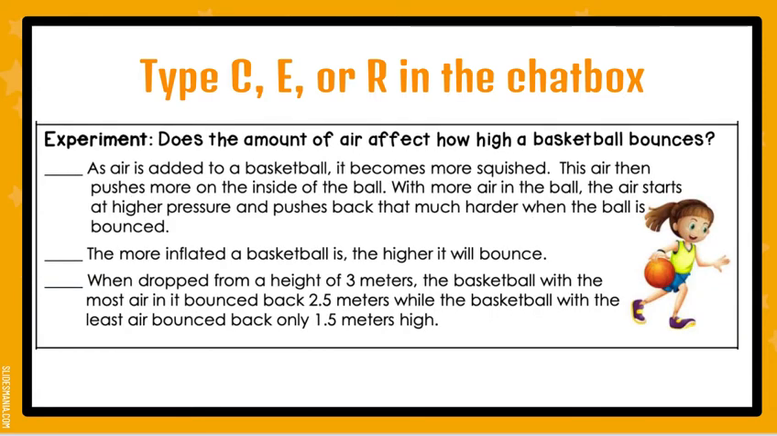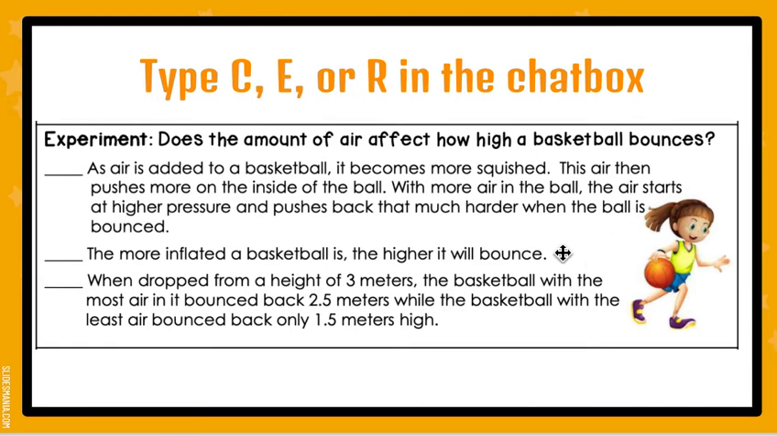Let's take a look at one more example. Does the amount of air affect how high a basketball bounces? The first one said, as air is added to a basketball, it becomes more squished. This air then pushes more on the inside of the ball. With more air in the ball, the air starts at higher pressure and pushes back that much harder when the ball is bounced. Would this sentence be claim, evidence, or reasoning? Yes, this would be reasoning because we see an explanation of how more air leads the basketball to be more squished and have more pressure, and that the ball will be able to bounce higher.